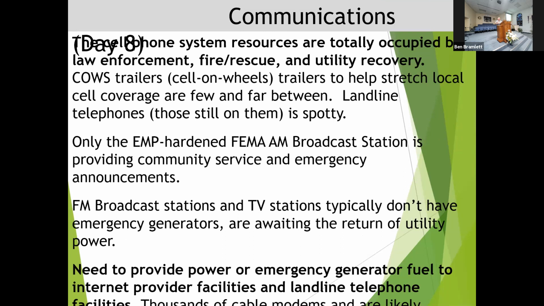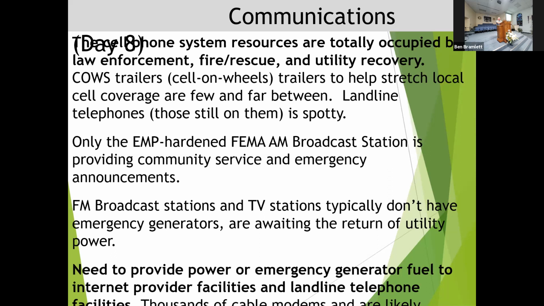Okay, communications. Cell phone system resources, that which works, is going to be totally occupied by law enforcement and fire rescue, and the little bit left will go to utility recovery. COWS, which is the cell phone trailer on wheels, that's what they always take to earthquakes and to hurricane sites and that type of stuff. There's only a few of them, and how many cell phone towers are there in Jacksonville? There's got to be a zillion of them.